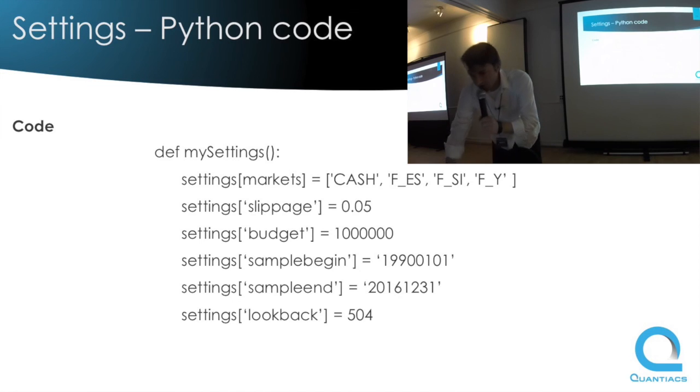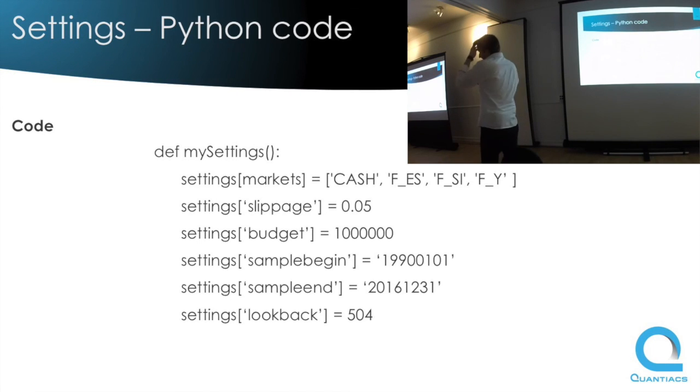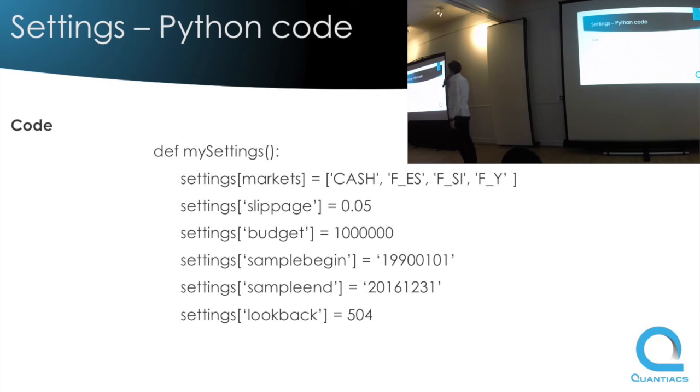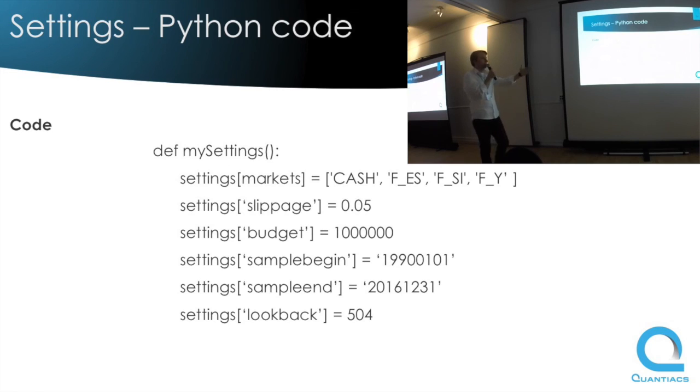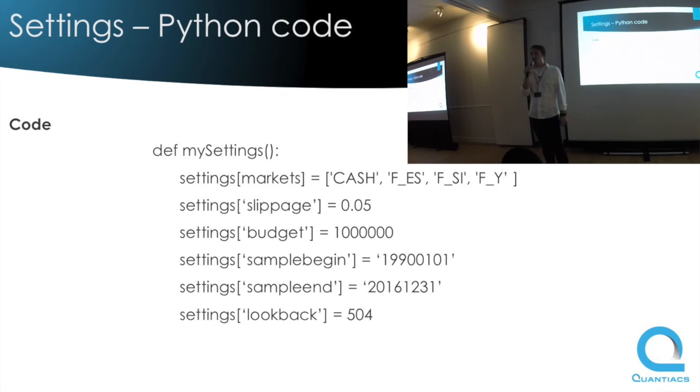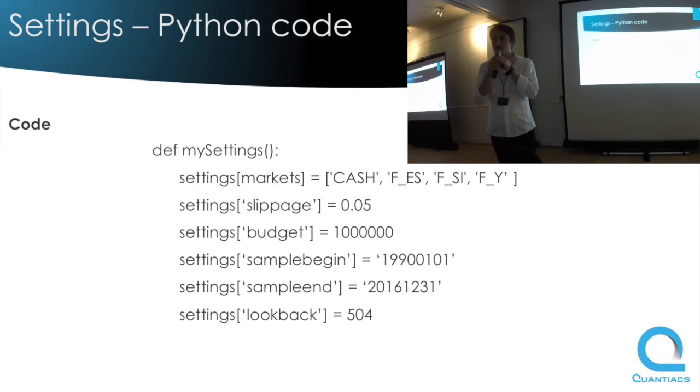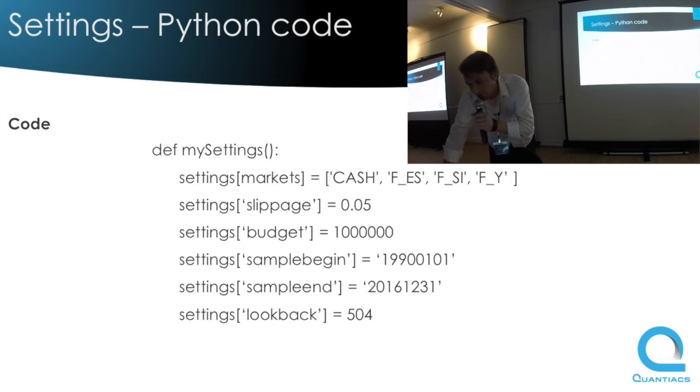Yeah, and settings lookback is just the number of days, or the size of the information, that you get in each call of your trading system function. In this example, it's 504 days. This is roughly 2 years of market data. One trading year has 252 days. So the computations that I make in my system only depend on the values of the markets in the last 2 years.